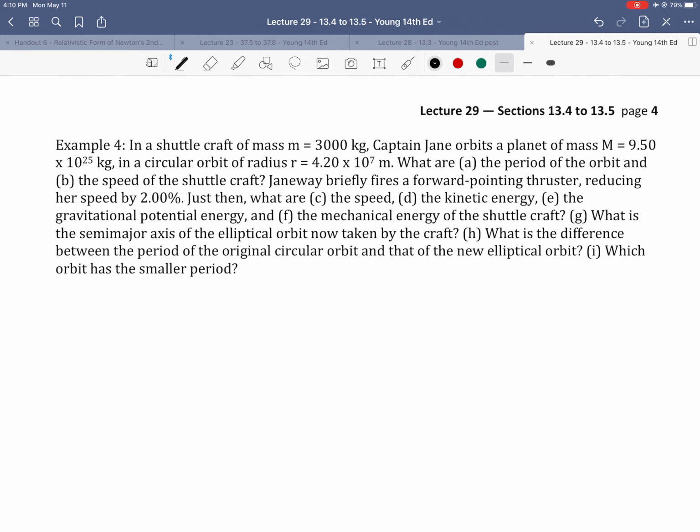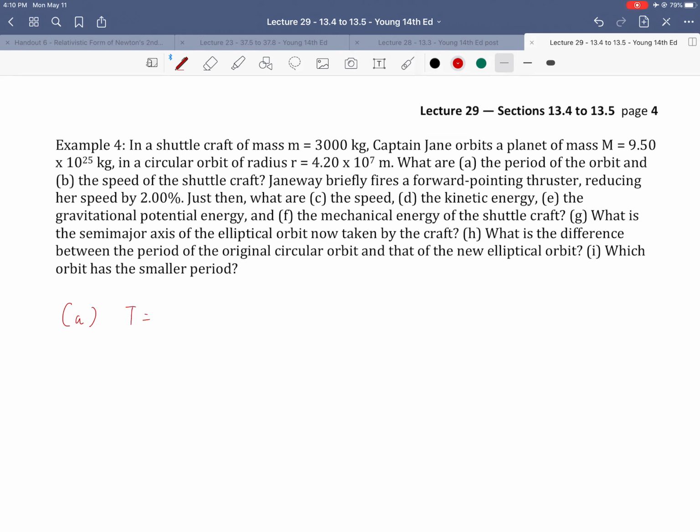So, first of all, we're going to just jump into this. In a shuttlecraft of a certain mass, 300 kilograms, Captain Jane orbits a planet of big M, 9.5 times 10 to the 25 kilograms, so about 10 times bigger than Earth, in a circular orbit of radius 4.2 times 10 to the 7 meters. What are the period of the orbit and the speed of the shuttlecraft? Okay, well, we can do that pretty easily.